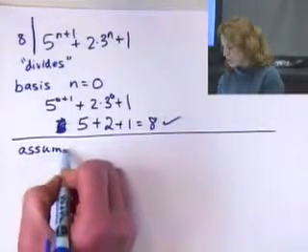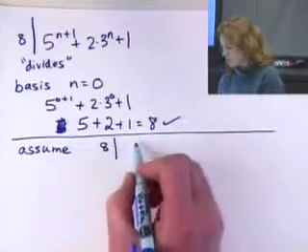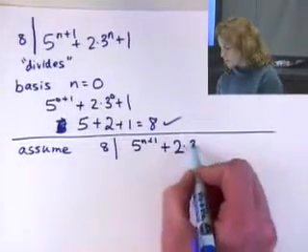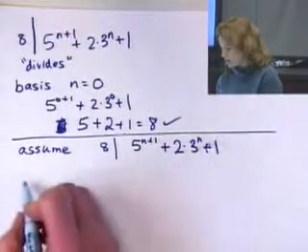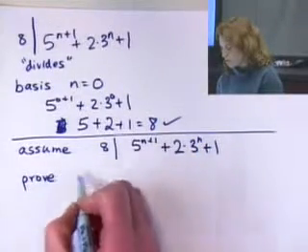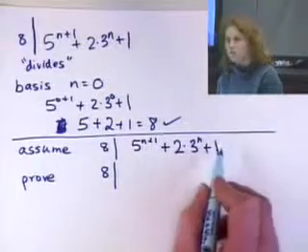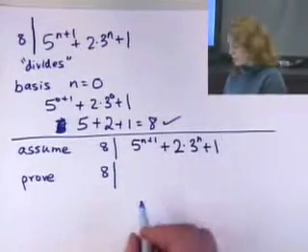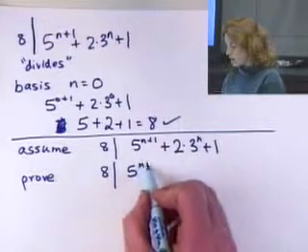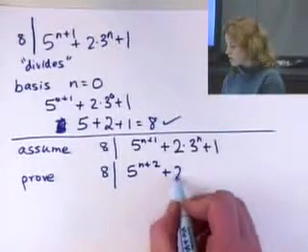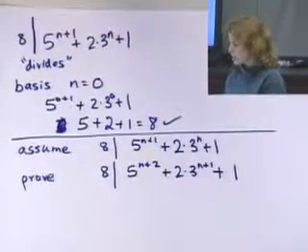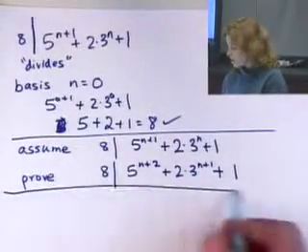Now we assume that the function is divisible by 8, so we assume that 8 divides 5 to the n plus 1, plus 2 times 3 to the n, plus 1. And we prove that 8 divides. Now we just take this formula and replace all the n's with n plus 1, just like we normally do. So we get 5 to the n plus 2, plus 2 times 3 to the n plus 1, and add 1 there, just like the previous one. That's our setup.